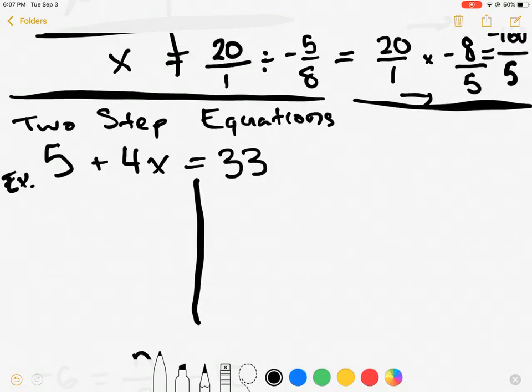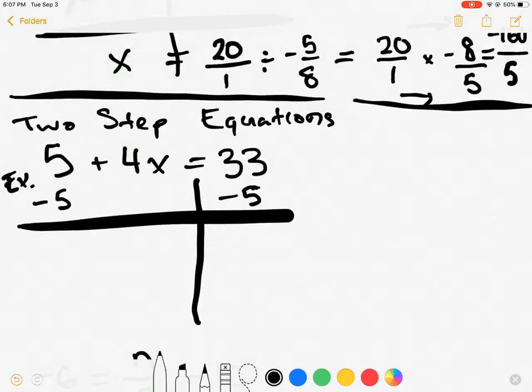So we've got 5 plus 4 times x is equal to 33. That 5 is a positive 5, so we can eliminate our constant here by subtracting 5 from both sides. When you do that, we're left with 4x on the left side of the equation. On the right side, 33 minus 5 gives you 28. Now we have a whole new equation rewritten, and it's 4 times x is equal to 28.